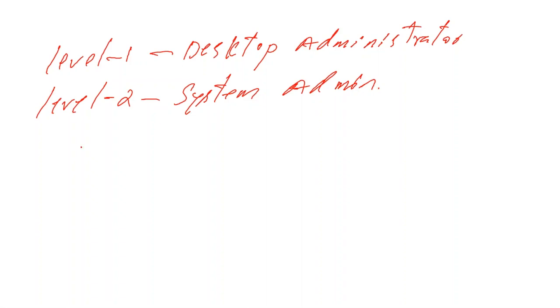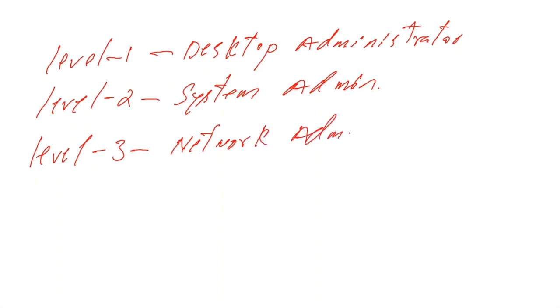Now, in our IT network field, we have one more job that is called the level 3 job, the network admin. What is the job of the network admin here, and how do you become a network administrator? First, to become a network administrator, you have to learn routing and switching.